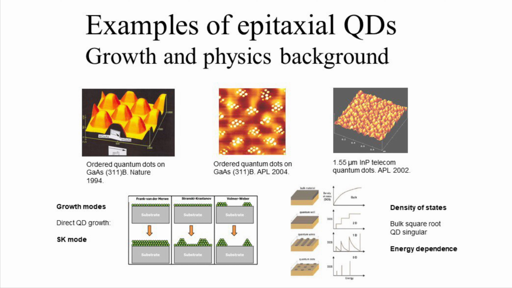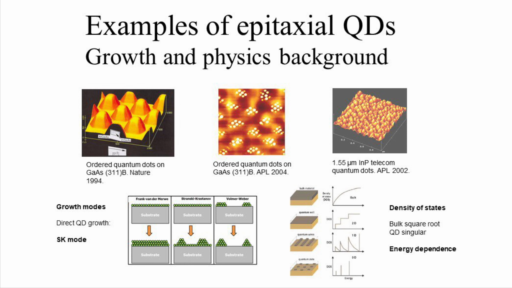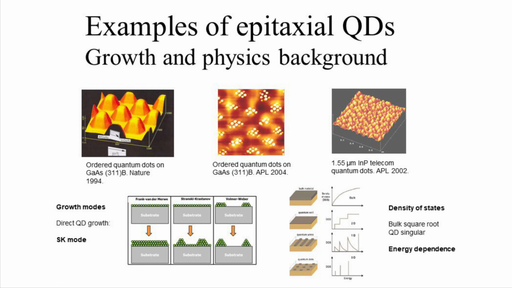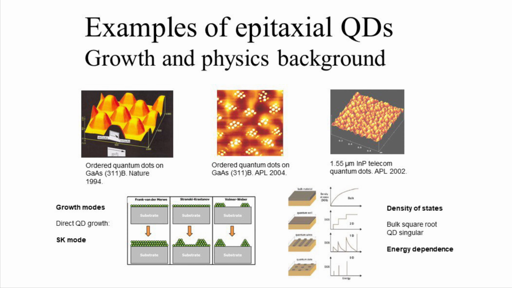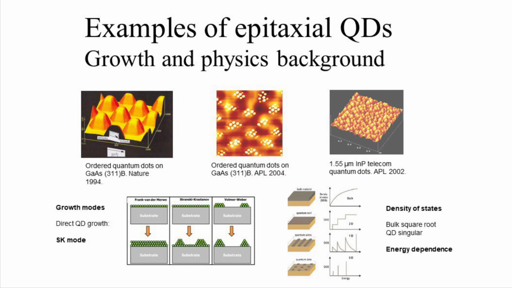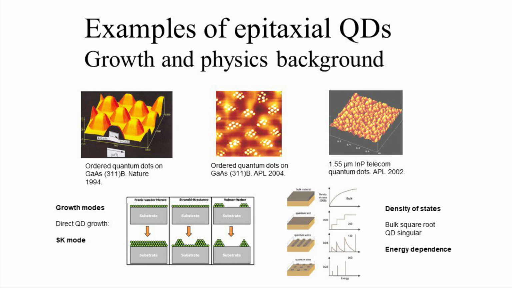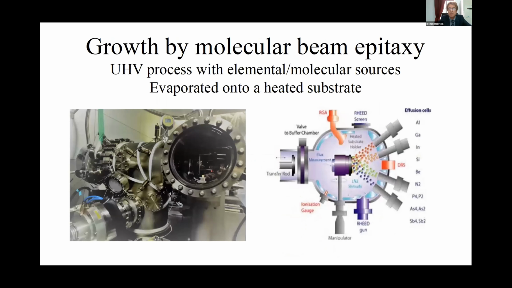The growth modes for growing these quantum dots are shown on the bottom. We have three basic growth modes in the epitaxy, and the middle one, this Stranski-Krastanov, is the one for the direct growth of quantum dots, which are formed by first forming a layer and then islands. The physics background is a change of the density of states from the bulk square root behavior to the singular quantum dot behavior. The growth is by molecular beam epitaxy.